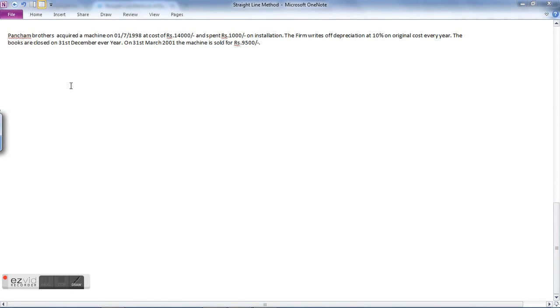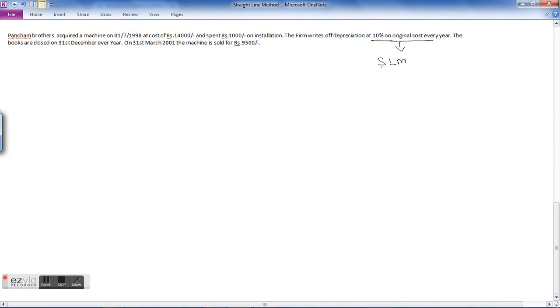Now let's take one example of depreciation. Pancham Brothers acquired a machine on 1/7/1998 at a cost of 14,000 and spent rupees 1,000 on installation. The firm writes off depreciation at 10% on original cost. When they say 10%, see here the rate of depreciation is given, on original cost. When it's said as original cost, it's the straight line method. The books are closed on 31st December every year. On 31st March 2001, the machine is sold for 9,500.